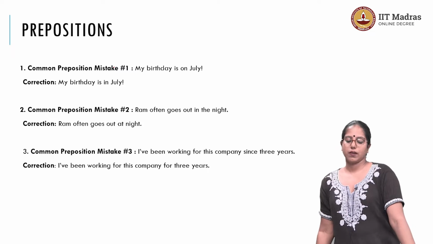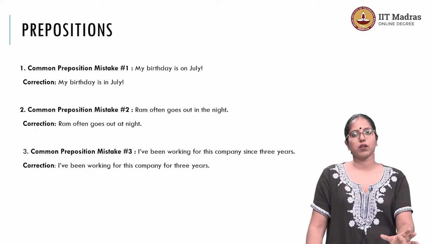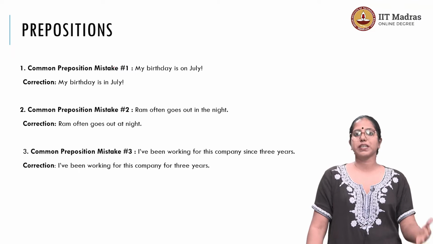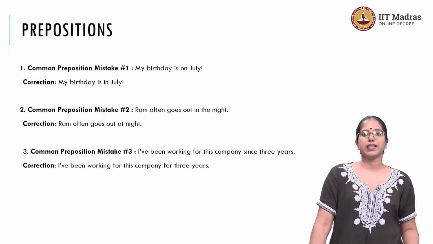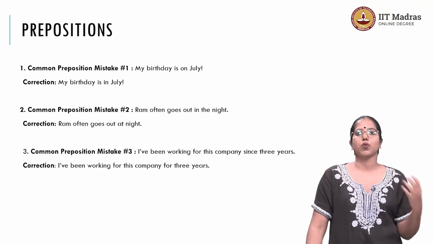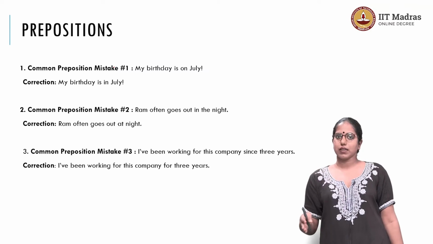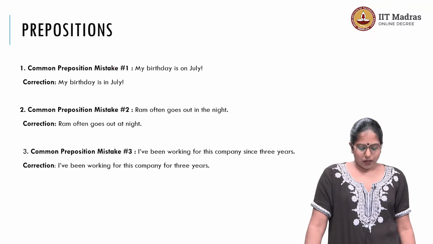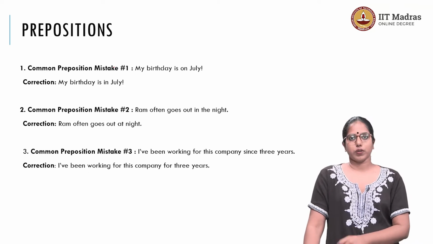So when you're using a specific date, let's say 2nd of June, then you add on before the date, because you're being specific there. So it's okay to use on. Whereas if you're a little vague about it, like for instance, it's in June, okay? So you're not specifying, you're just referring to the month. So in that case, you use in, okay? So here the right answer is, my birthday is in July and not on July.